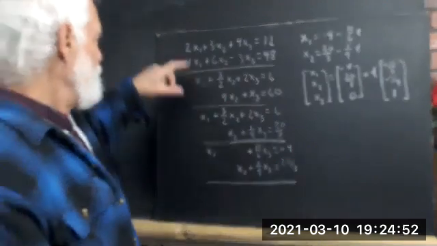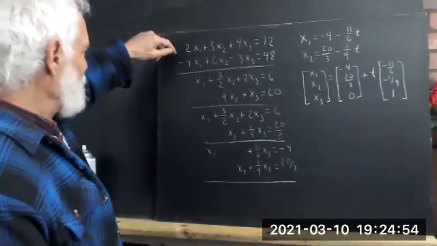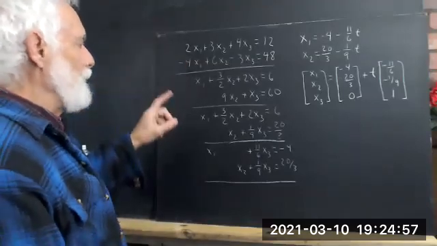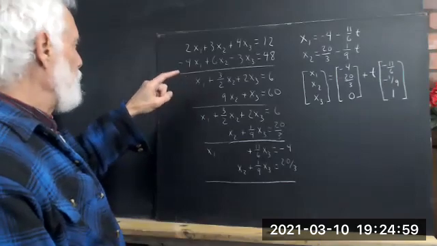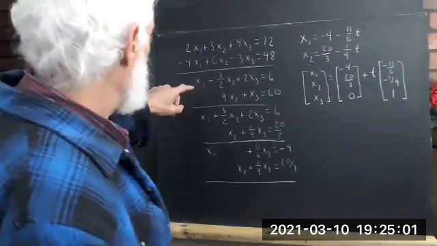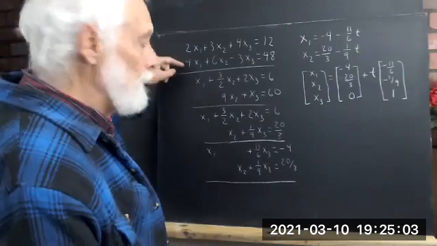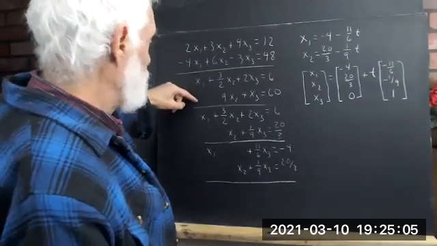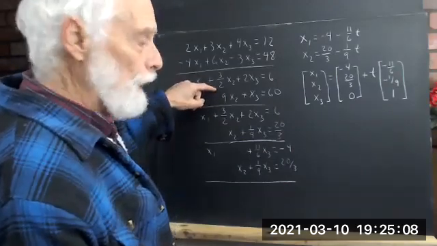Something's haywire in my brain here, but that's okay. Okay, so I might correct this and I might not. Okay, so I take 4 times this equation and add to this equation. I'm going to get 0 here. And 4 times 3/2 is 6.